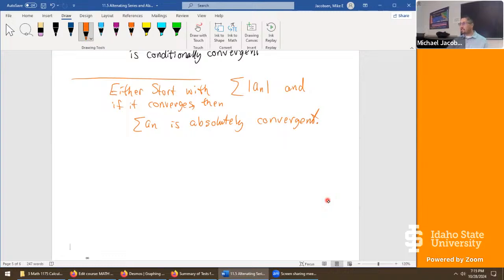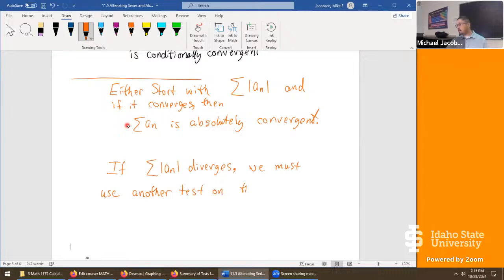But now the downside is if summation absolute value an diverges, then that does not actually mean the original series diverges. It could be that this is conditionally convergent. And so what we have to now do is we must use another test on the original series summation an. So the order you do it is not important.